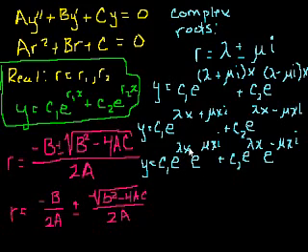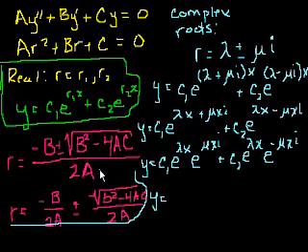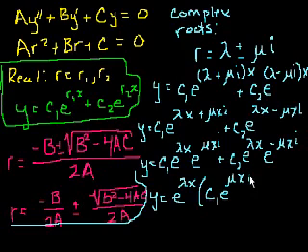And let's see, we have an e to the lambda x in both of these terms, so we can factor it out. So we get y is equal to, let me draw a line here. I don't want you to get confused with all this quadratic equation stuff. y is equal to e to the lambda x times c1 e to the mu xi, that's an i, plus c2 times e to the minus mu xi.